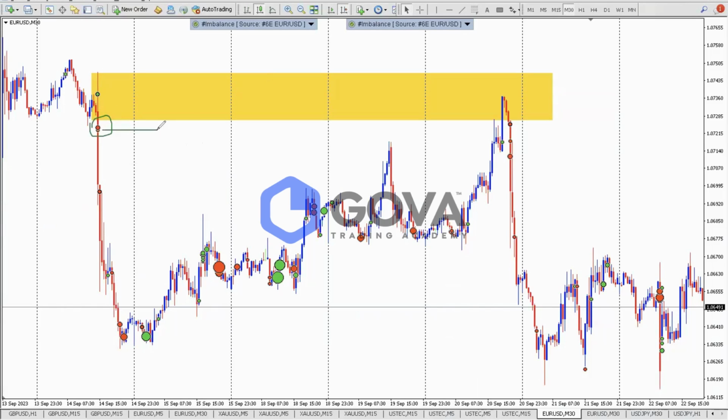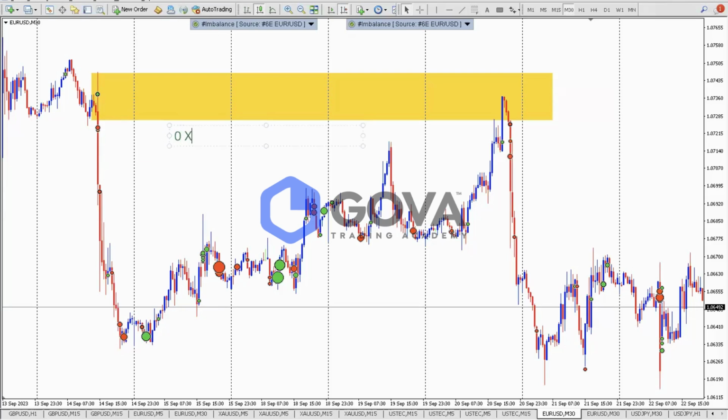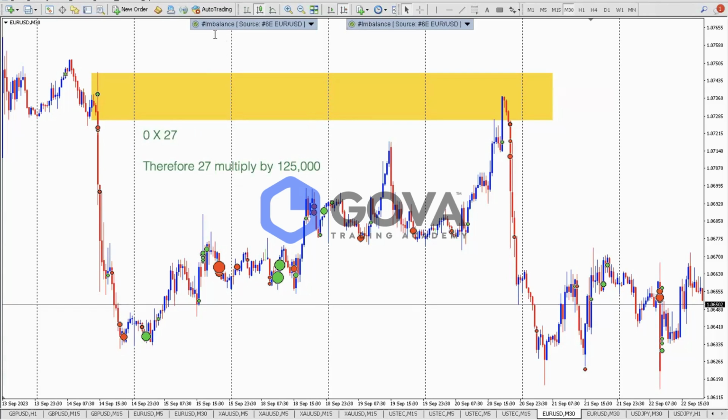On this supply zone, we have a bearish imbalance. You see the imbalance here is 27.0, right? Now, what does the mathematics say? If we have an imbalance of 27, it means 27 multiplied by 125,000, because we know that 1 euro contract is 125,000. We just checked that a few minutes ago, right? So 27 times 125,000 is going to be equal to what, guys?